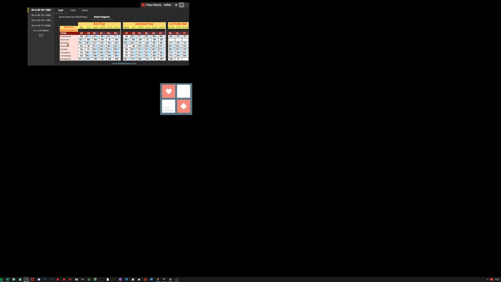We have something for monotone boards, where the flop contains only one suit, like club, club, club, or heart, heart, heart, or spade, spade, spade. On two-tone boards, the flop allows a flush draw, so two cards of the same suit. And the rainbow board, where no flush draw is possible.